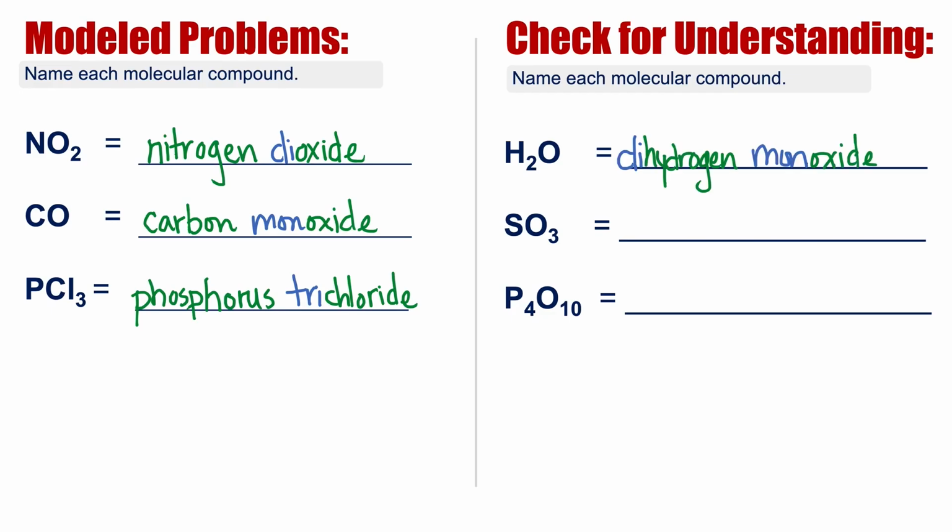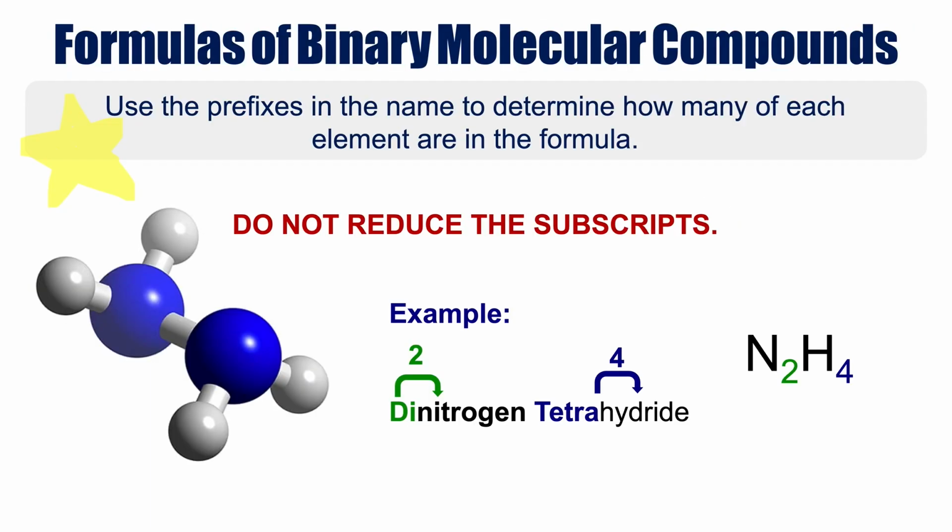So H2O is going to be dihydrogen monoxide, SO3 is sulfur trioxide, and then P4O10 is going to be tetraphosphorus decoxide for the name. All right, next thing is the formulas of binary molecular compounds.